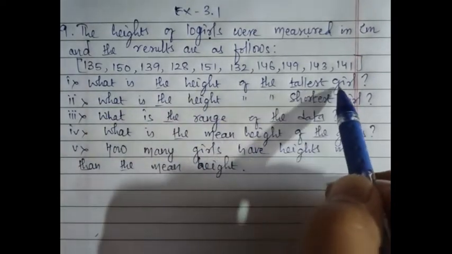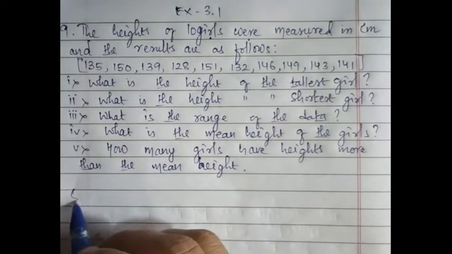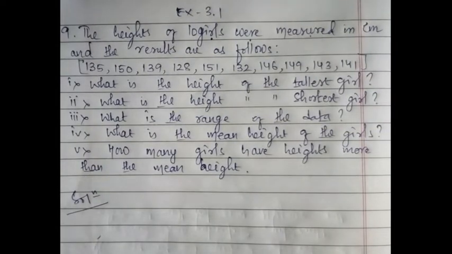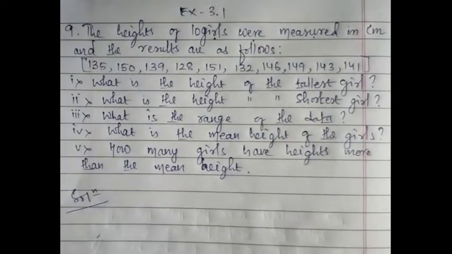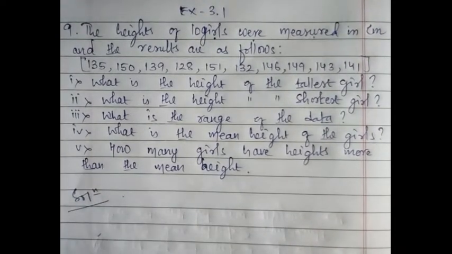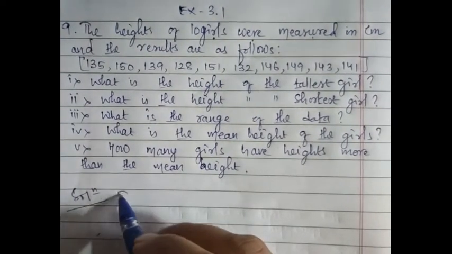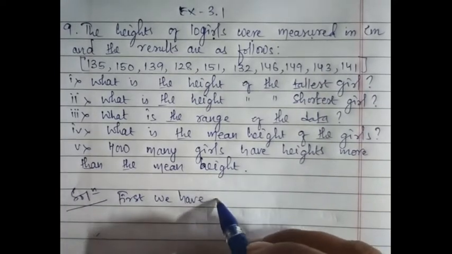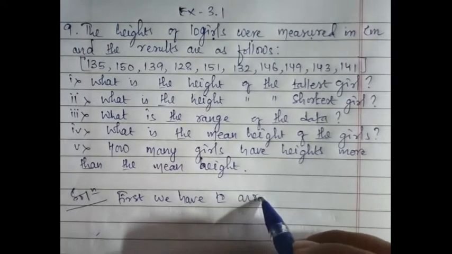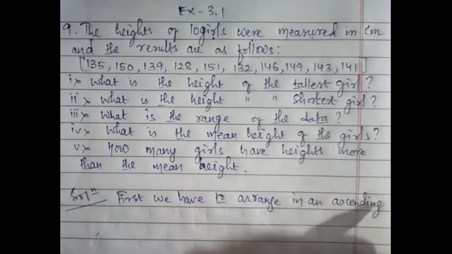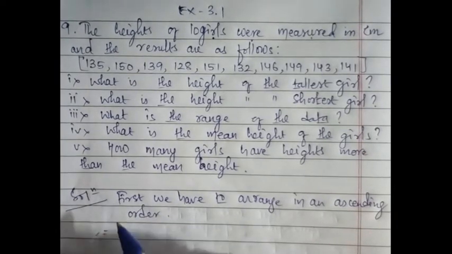So what is the height of the tallest girl? To solve this, it is an easy one. Whichever is the greatest value, that you have to write. But before that you have to do one more important thing, that is to arrange the given data in ascending form, so that it will be easy for you to find the highest value. So first of all we have to arrange in ascending order. Ascending means smallest to largest.